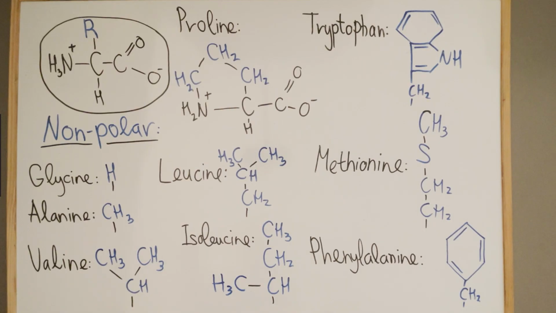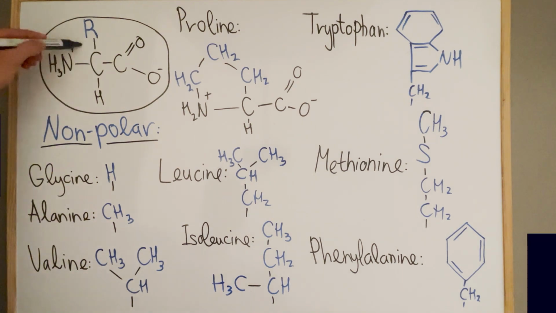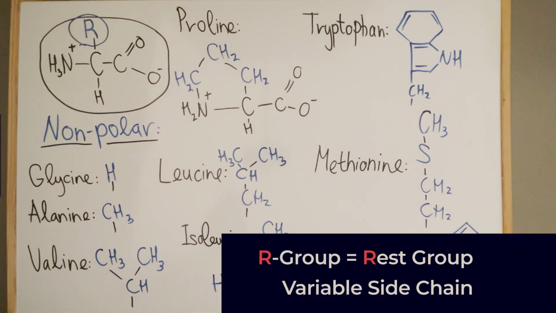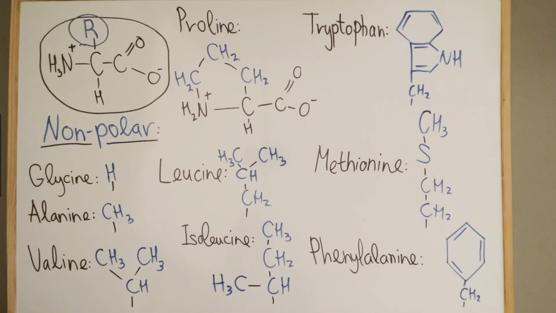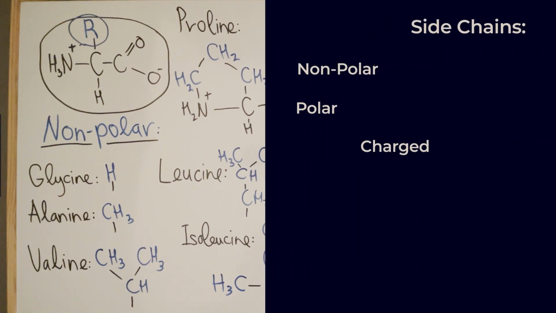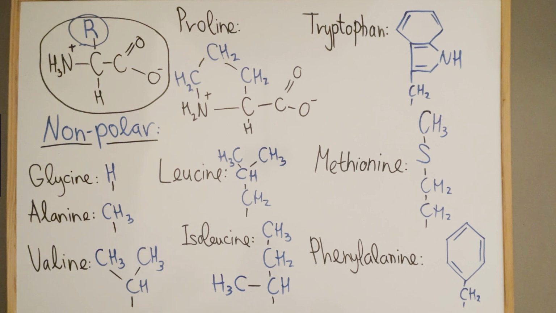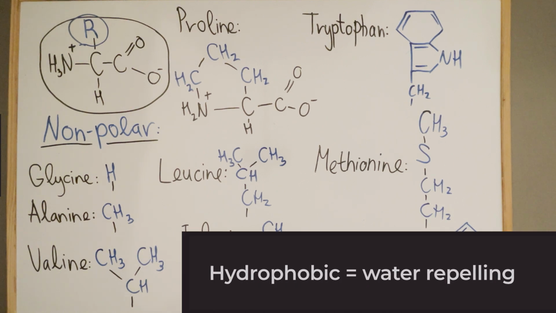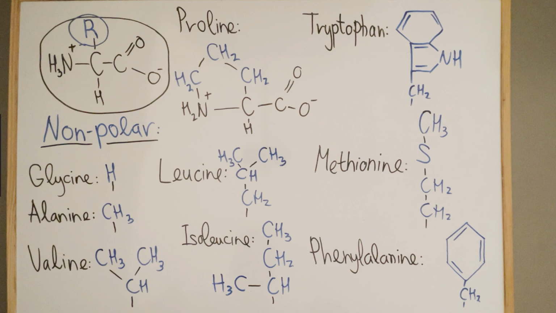You probably have noticed that amino acids also have an R group. An R group is a rest group that is also referred to as side chain, and it determines the unique characteristics of every amino acid. Now let's take a look at the side chains of different amino acids. The side chain of an amino acid can be nonpolar, polar, and charged. Nonpolar side chains are hydrophobic and, as you can see, don't have any functional groups.